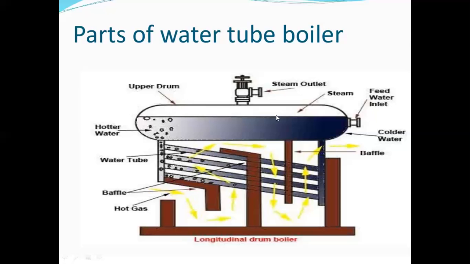If any water particles are present in the steam, to eliminate them we pass the steam into the superheater, so that the water particles are completely eliminated and its temperature increases. Now the steam is collected, and this steam is used to rotate the prime mover. So this is about the water tube boiler.